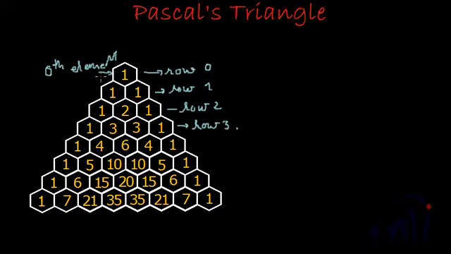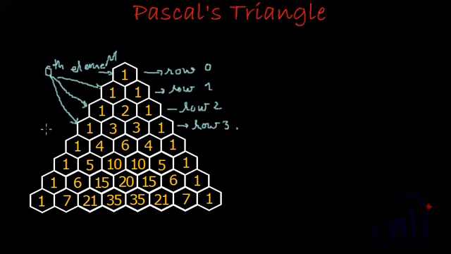So this is the 0th element of the 0th row, this is the 0th element of the first row, and this is the 0th element of the second row, and this is the 0th element of the third row, and so on, right? The topmost row of Pascal's triangle is called row number 0, and the row below that is called row number 1. Then we have row number 2, row number 3, row number 4, and so on. And each row starts with the 0th element, and the 0th element of each row is equal to 1, right?